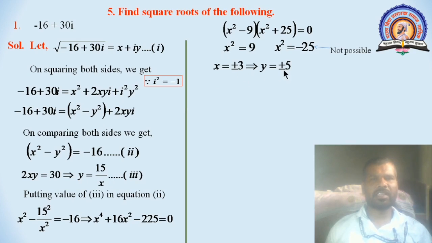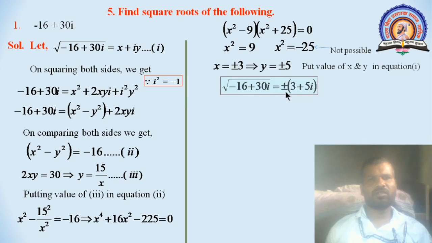Put the value of x and y in equation 1. You will get the square root of minus 16 plus 30i is equal to plus or minus (3 plus 5i). It is quite simple.